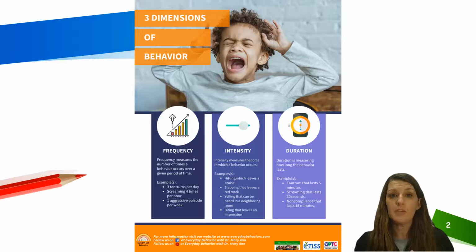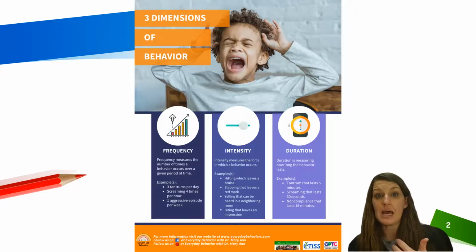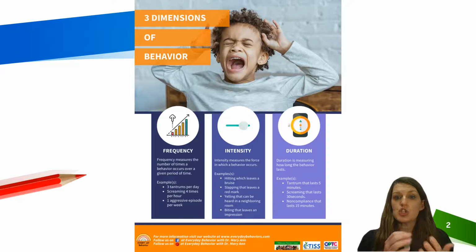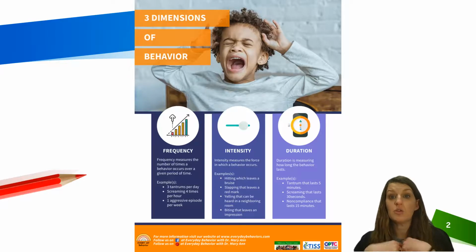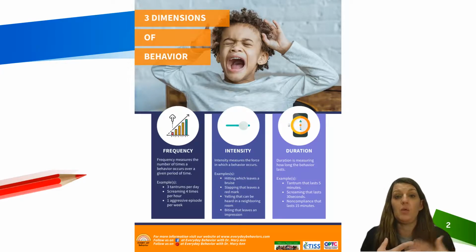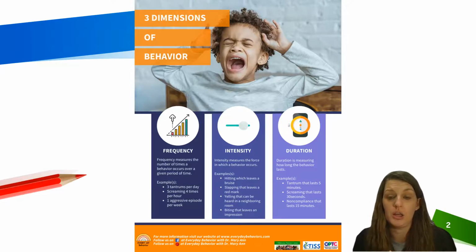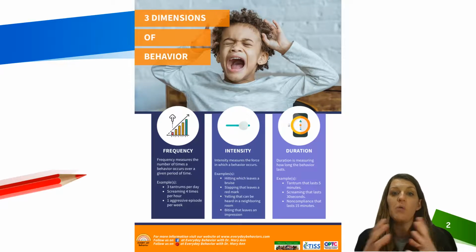Another dimension of behavior that we want to look at is the duration of the behavior. How long is the behavior occurring? So is it a tantrum that's lasting 5 minutes, or a tantrum that's lasting 60 minutes? Is it screaming that lasts 30 seconds, or is it continuous screaming where it's going on and on throughout a period of time? So duration is how long the behavior lasts.